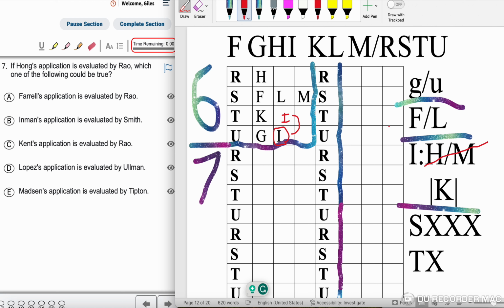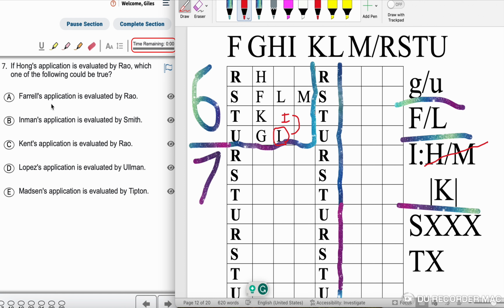G and U, F and L together. I or H and M can't be with the same owner, H and M, so H and M's over here. So I could be with T and U. S has more than T, and this will still work out just good. So we're using kind of like the first world over here.